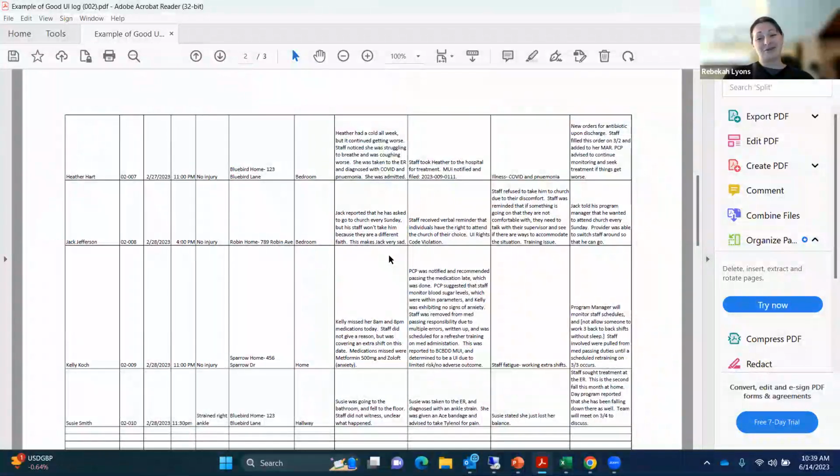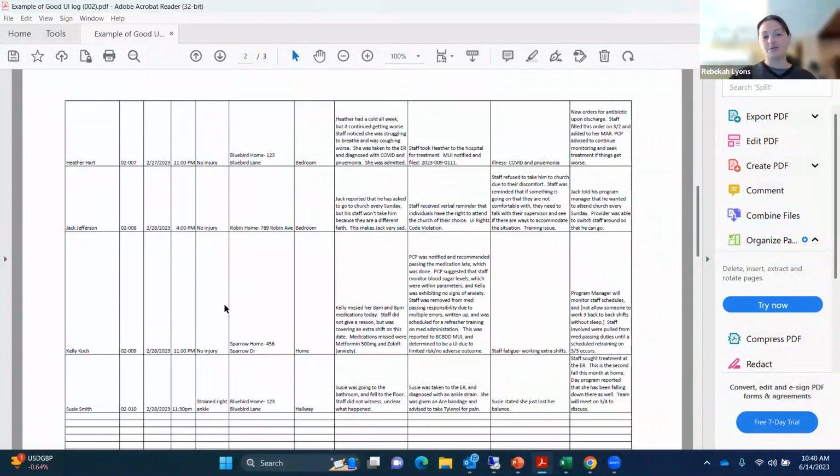And this one has a fairly simple fix, either switching staff around or doing retraining. You know, staff, I know you're uncomfortable, but this is your work location. It's not your personal preference at this point. You're here to serve Jack when he wants to go. But in this case, I think they were able to find a different staff to take him, and that was a win-win.